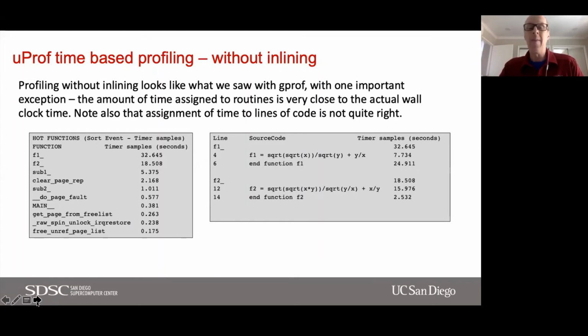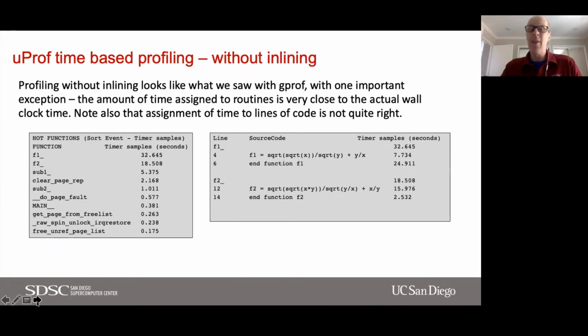So if we start with those top lines in the right panel for function F1, you would expect that most of the time would be spent in that one executable routine in the function: F1 equals square root of x divided by square root of y plus y over x. What we find, though, is that uprof assigned the majority of the usage to the end function F1 call. If this were C code, that would be the equivalent of assigning usage to a closing parenthesis.